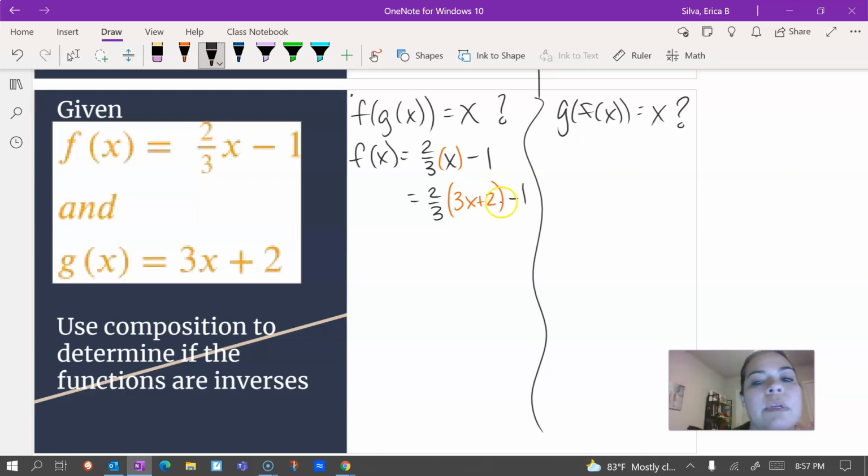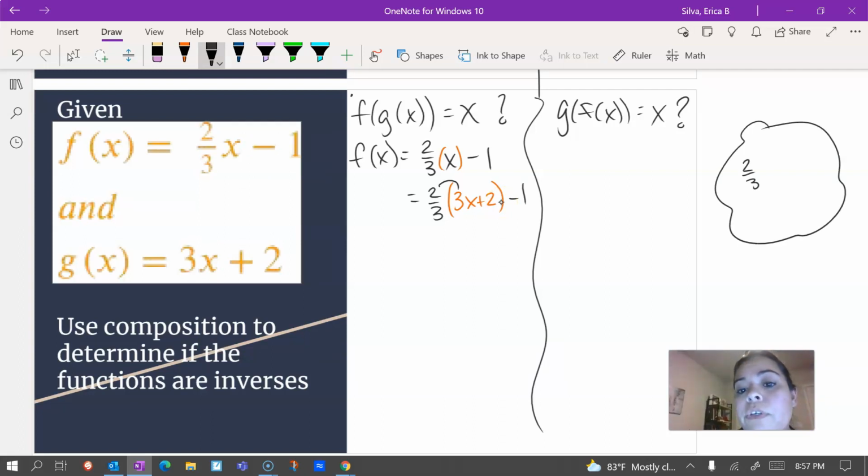2 minus 1. So now we're going to distribute, and again, we've got 2/3 times 3, put that over 1, we get 6 divided by 3, and that gives us 2. So it's basically canceling those out. That gives us 2x, and then 2/3 times 2.